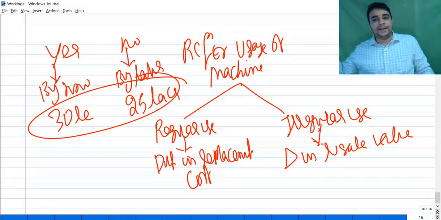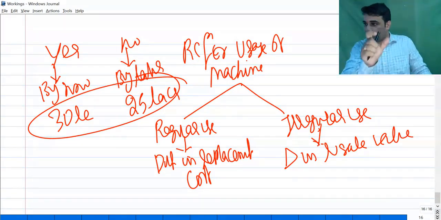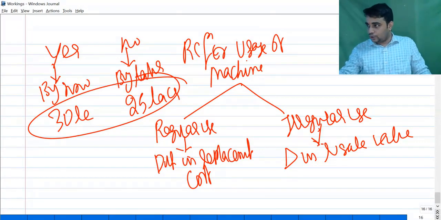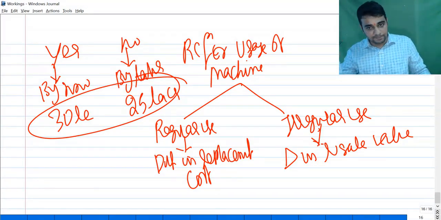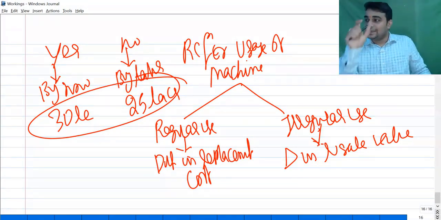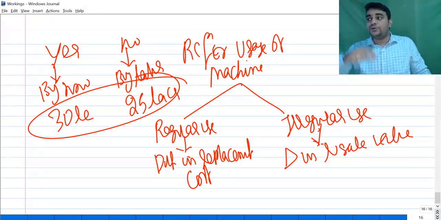When it comes to replacement cost, in a yes scenario you will have higher replacement cost, in a no scenario you will have lower replacement cost, and the difference is relevant. When it comes to resale value, in a yes scenario you will have lower resale value, in a no scenario you will have higher resale value.